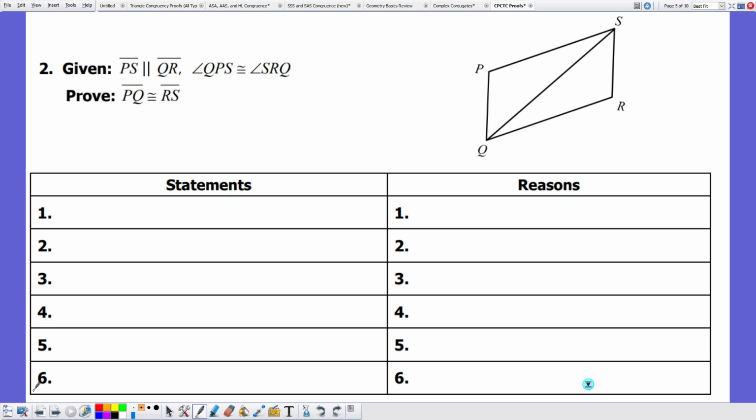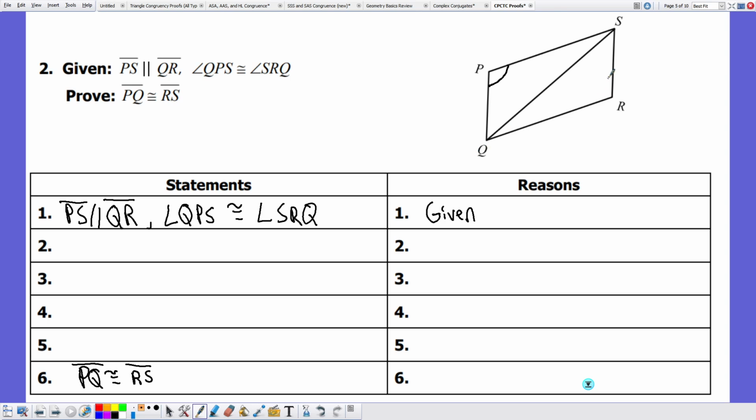Okay, we have a given such that PS is parallel to QR, and of course that's a given. And we can probably just fit it on one line, it doesn't matter. Angle QPS is congruent to angle SRQ. And it wants us to prove that PQ is congruent to RS. So let's look at what we got. Angle QPS, so that's angle QPS right here, is congruent to angle SRQ. This one right here.